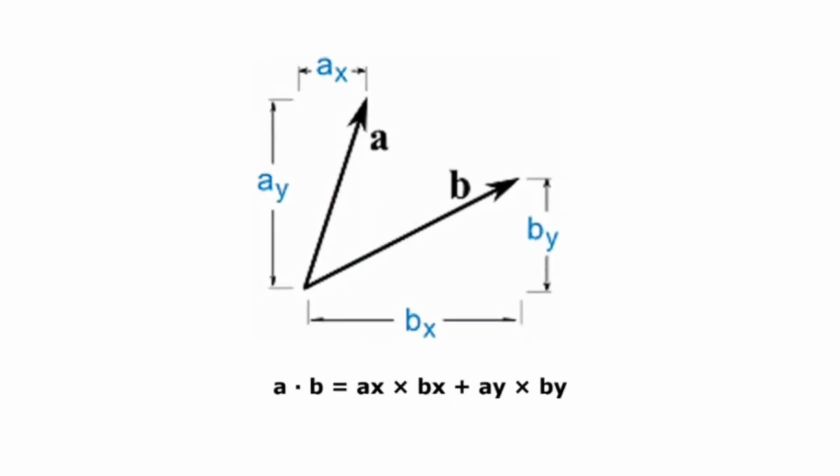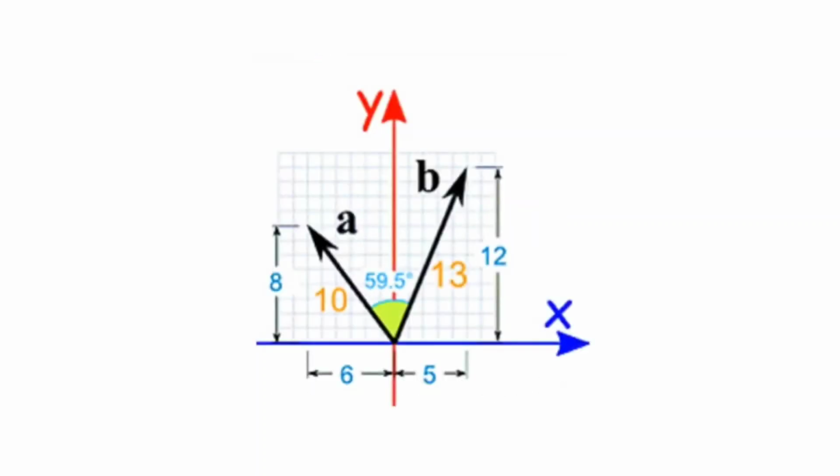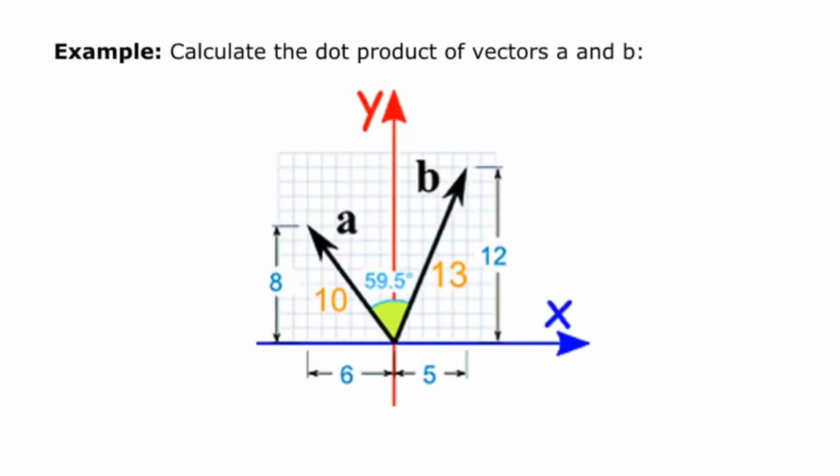Or we can calculate it this way. We multiply the x's, multiply the y's, then add. And the result is a number called a scalar, so we know it is not a vector. Now let's try this. Calculate the dot product of vectors A and B.